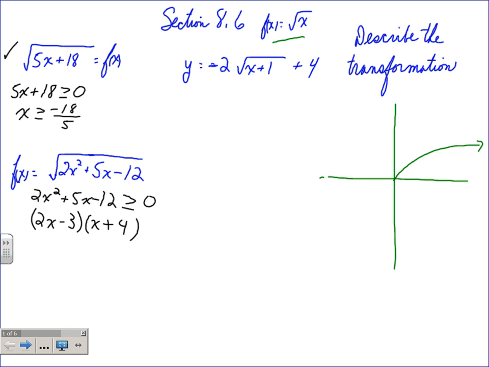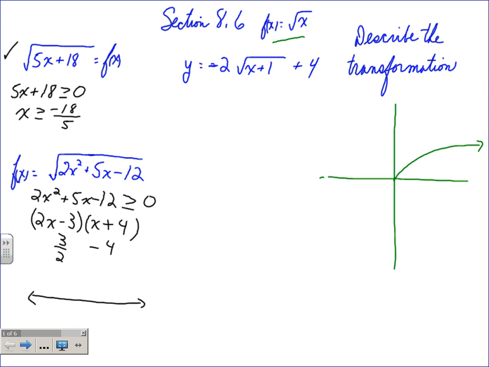Does anybody know? Well, let's do this. My zeros are 3 halves and negative 4. And which value do I want to use? Well, what I have to do is graph this on a number line to see what works and what doesn't. Michelle, what do you think? Hold on, I said a question. Yep.